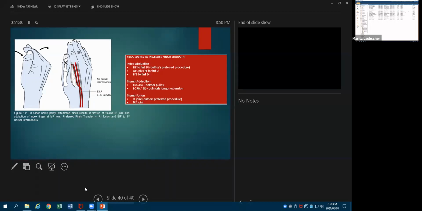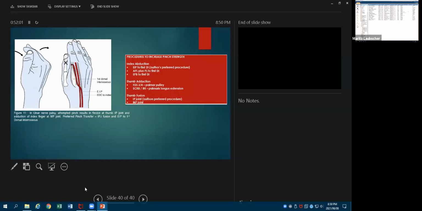Lateral key pinch is so important. Everything we do, grab things, pick up things, manipulate things. If you don't have good pinch, then you're in trouble. So there are many ways of doing it. These are the different ways of dealing with it. You can increase the index abduction, and that's ERP to the first dorsal interosseous. So that's our preferred procedure. You can go APL, extended with palmaris longus to the first dorsal interosseous. You can go EPB to the first dorsal interosseous.